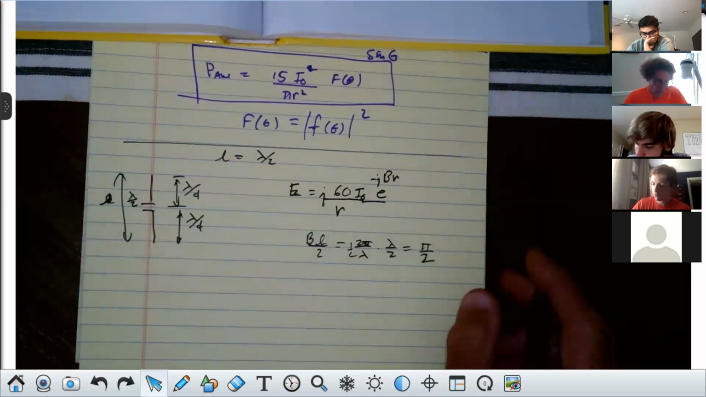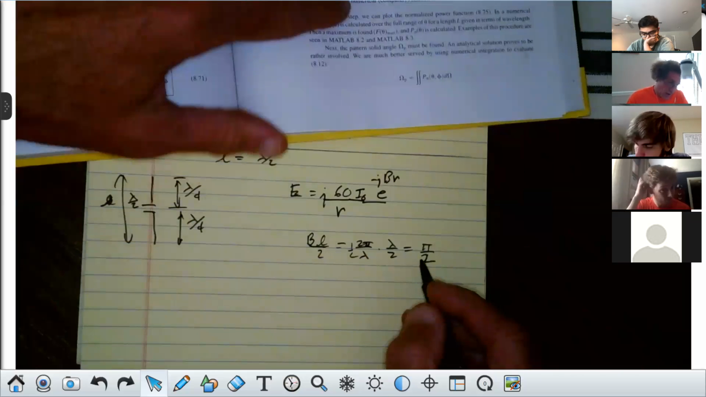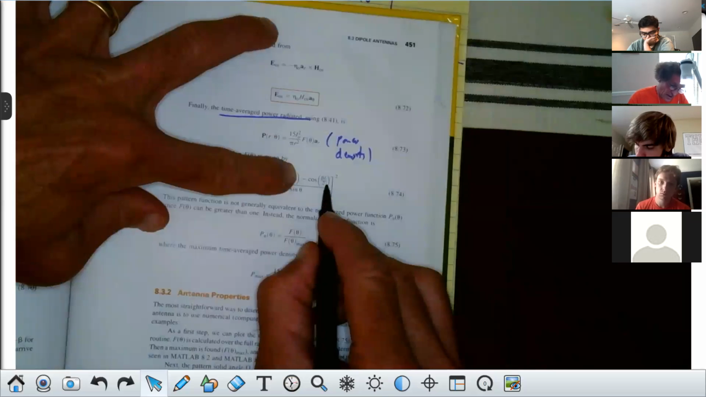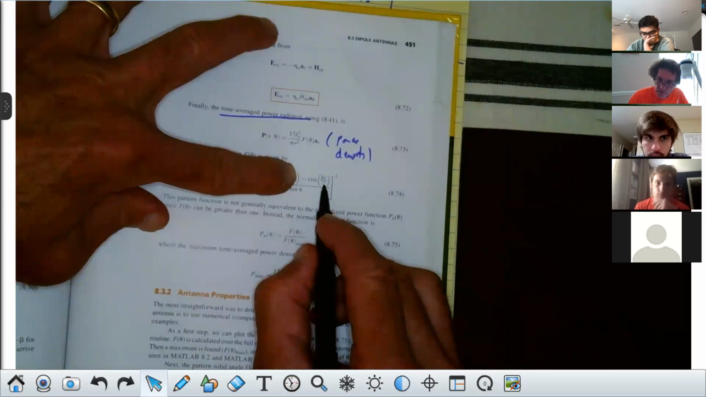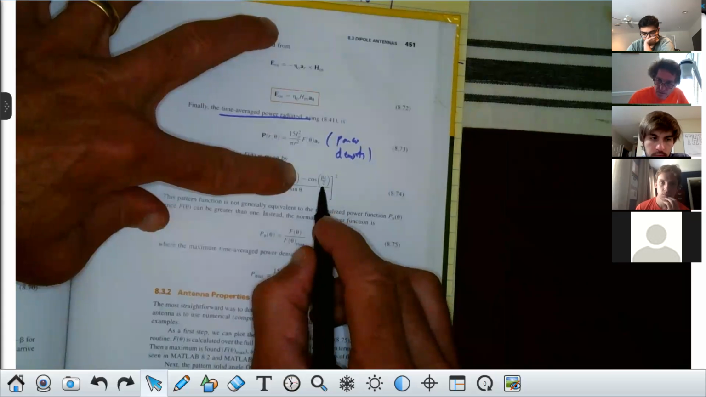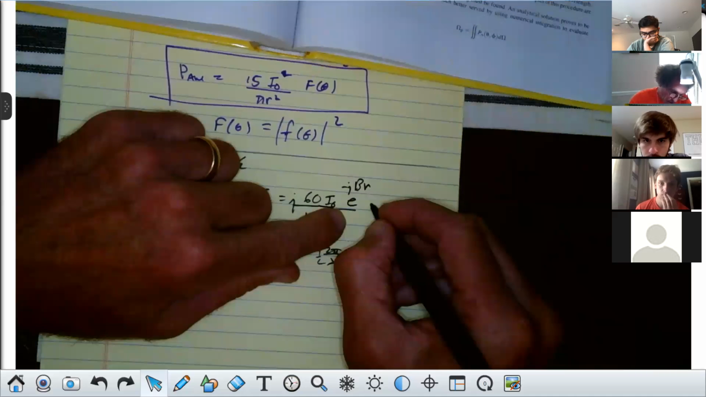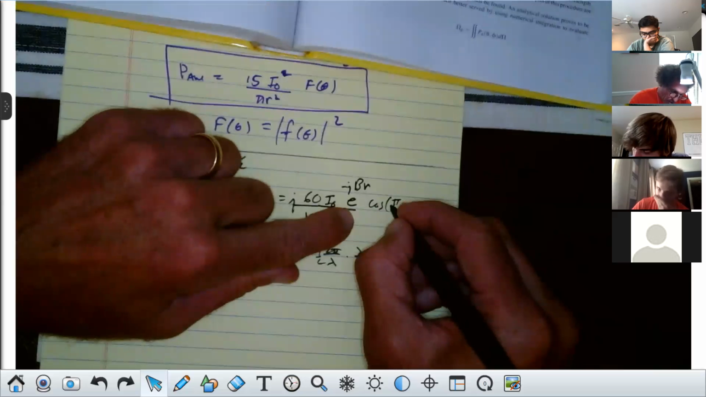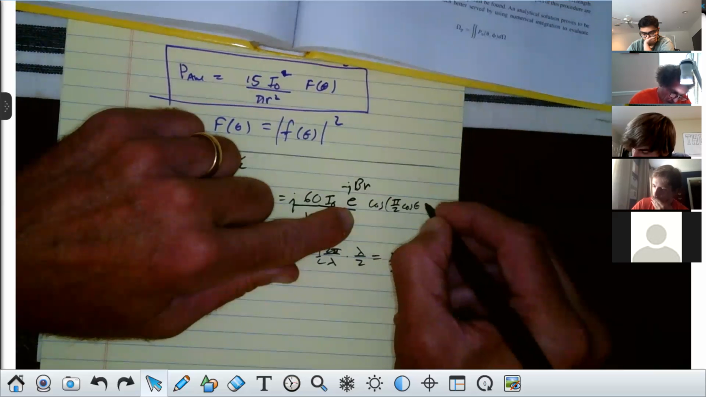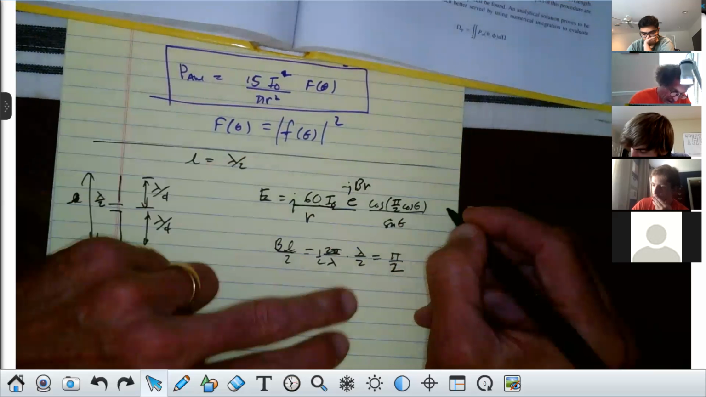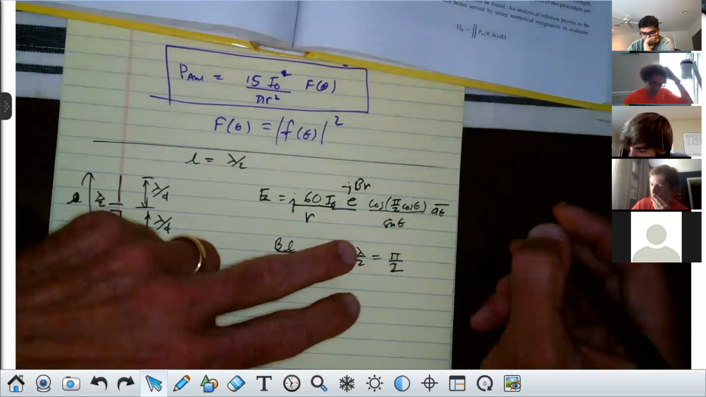Now, look over here. That's going to be the multiplier inside this cosine. Now, what happens when you do beta L over 2? Well, that's pi over 2, right? Well, what's cosine of 90 degrees or cosine of pi over 2? 0. So we get rid of that altogether. And you end up with an E field that just has cosine of pi over 2 cosine of theta over sine theta, and it would be in the a theta direction. Now that's the E field.